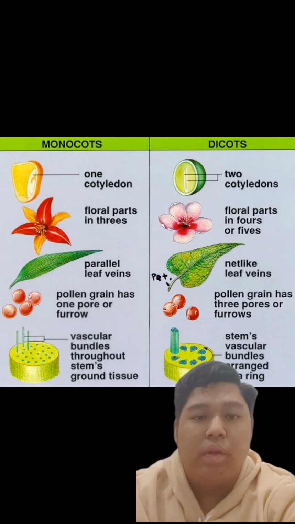Then, the stem vascular bundles are arranged in a ring if the plant is a dicotyledon, but in monocotyledon plants, the vascular bundles are scattered throughout the stem ground tissue.